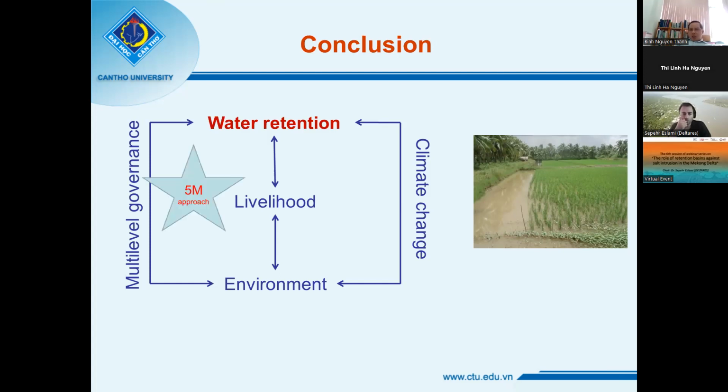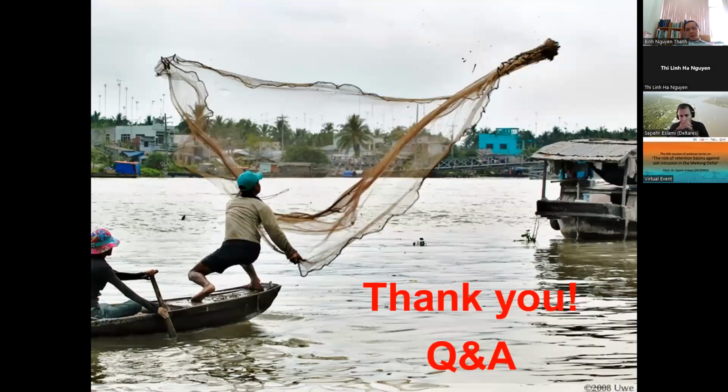And the 5M approach is maybe a potential approach when we talk about water retention, and regenerative design should be considered. And that is what I want to share with you from my point of view related to this topic. Thank you very much.